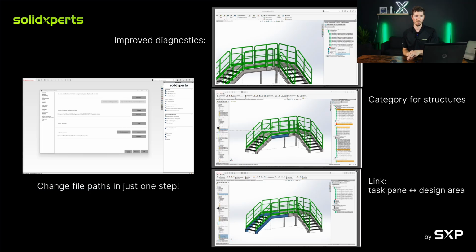Next is that a specific category has been added for structures within your SolidSteel assembly. So structures, for example, being stairs, just makes it easier to diagnose any errors and creates for better classifying of your different types of components within your SolidSteel assembly. And then lastly, we have a link that has been created from the task pane to the design area. So selecting an object in the task pane will now highlight that same object in your design area and vice versa.